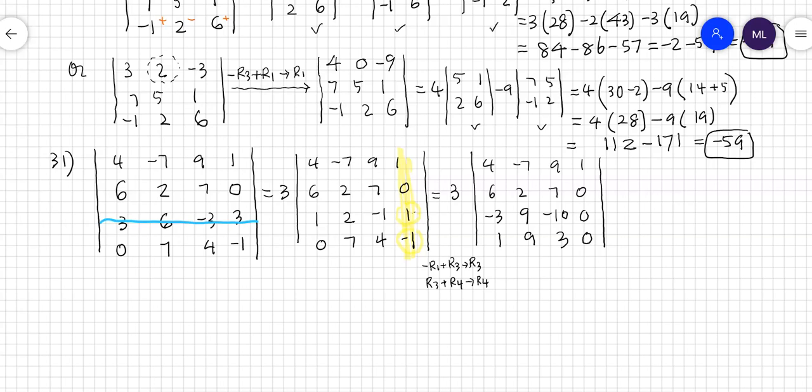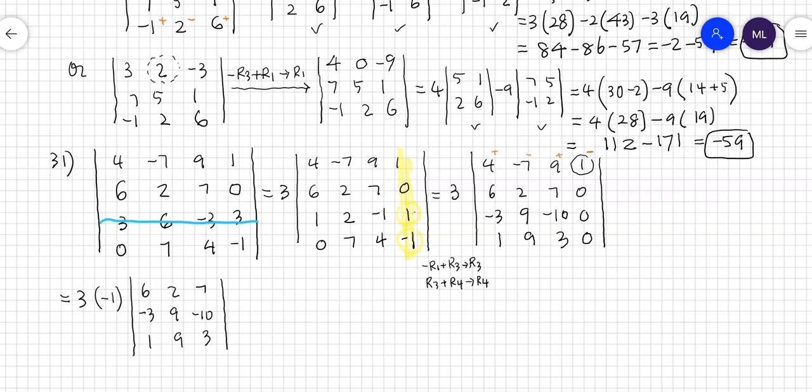So I can just simply, this one is the only one alive. So this is 3 times, and then this is the cofactor. The sign of a cofactor is positive, negative, positive, and this is negative. Be careful. So this is 3 times negative 1, and then I have now 3 by 3: 6, 2, 7, negative 3, 9, negative 10, 1, 9, 3.